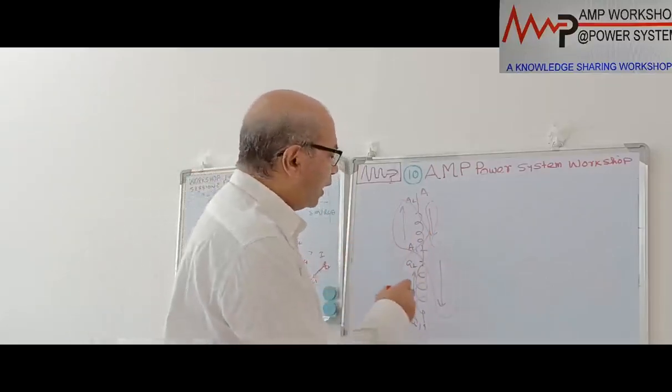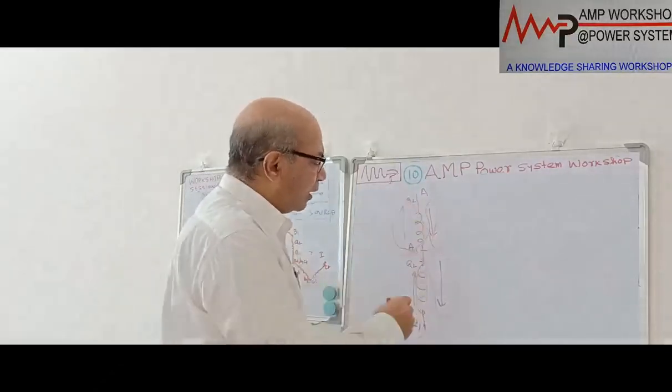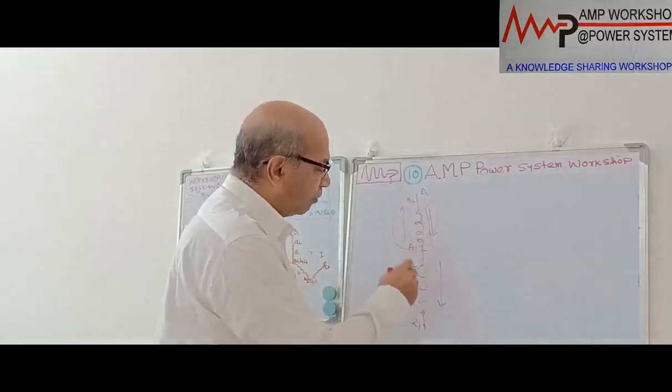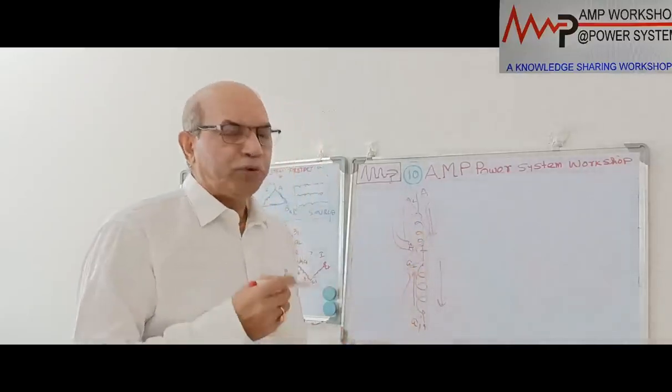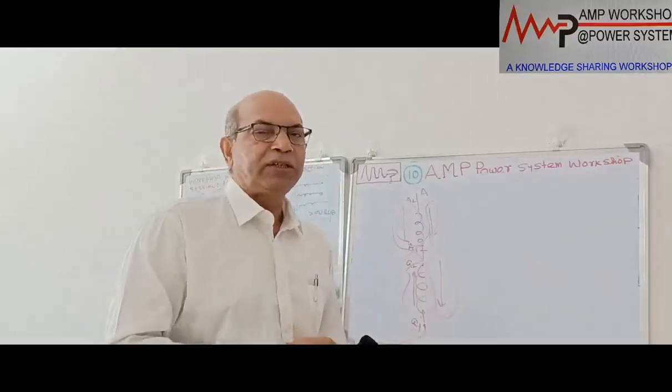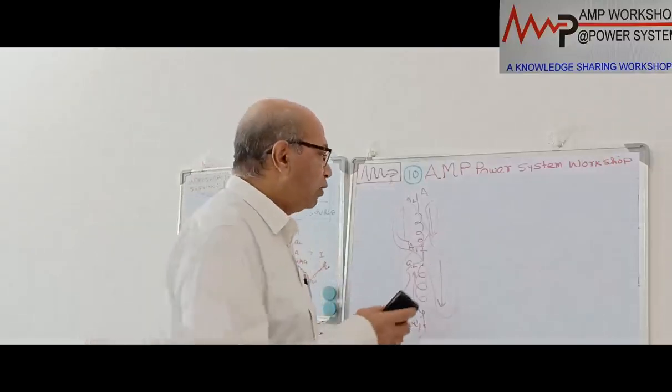So when it is connected, the winding will carry the same current, but the current in the two halves of the winding, this is one half and this is another half, these two half currents will be in opposite directions, so they will cancel each other. That is the idea. So how do we do this?